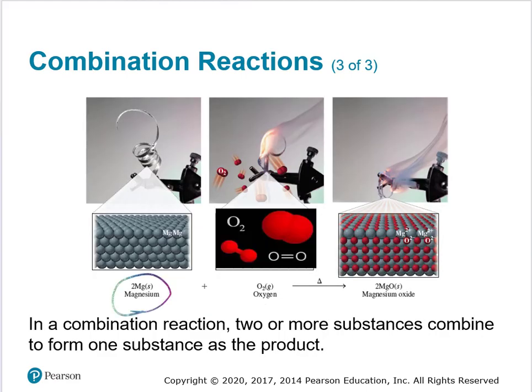This just shows us the reaction at the particulate level. We can see magnesium atoms here, plus oxygen atoms. We can see the oxygen is diatomic, and then they react to form product. Bonds are broken, and new bonds are formed. Magnesium oxide, 1 magnesium with 1 oxygen, 1 magnesium with 1 oxygen, and it forms a lattice.